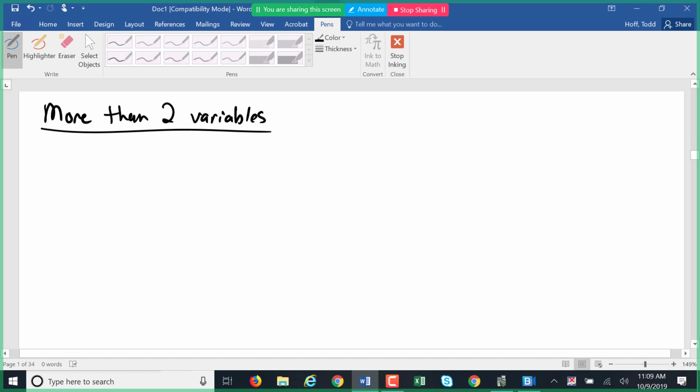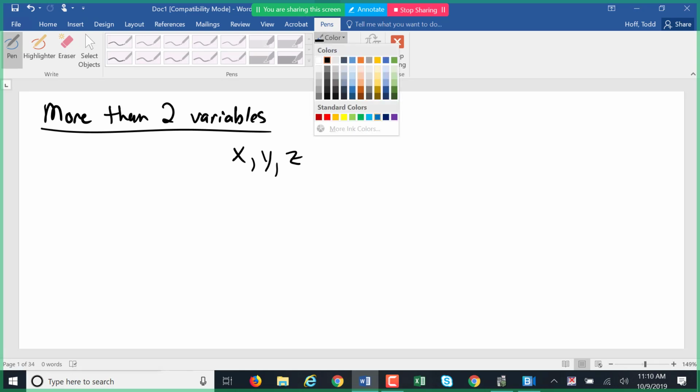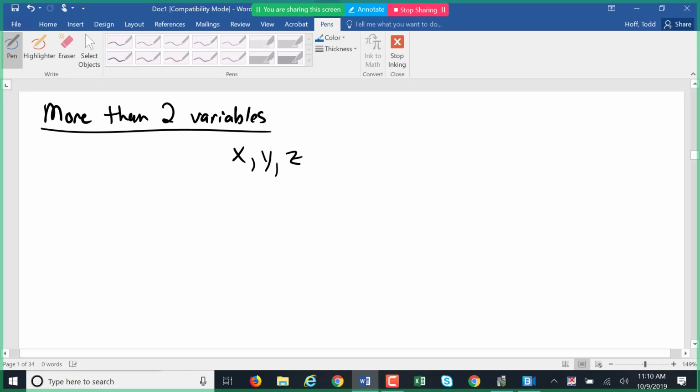When we're looking at more than 2 variables, we cannot have 3 variables that all have the same relationship with each other. Let's say I've got x, y, and z. There is no relationship that allows all 3 of them to get bigger together. What do I mean? Well, there's no equation I can put them in where all 3 of them can get larger. So usually what we have is something called combined or joint variation.